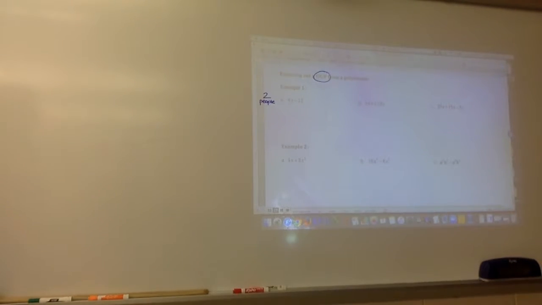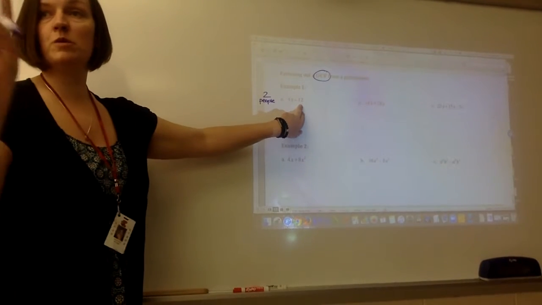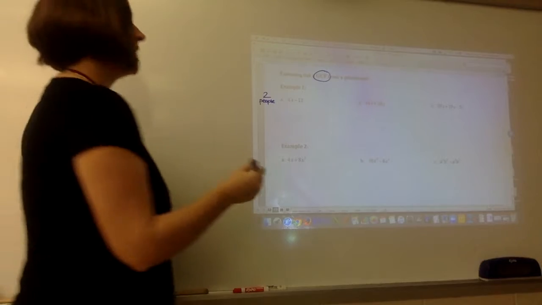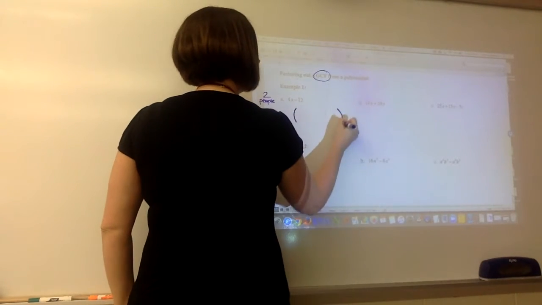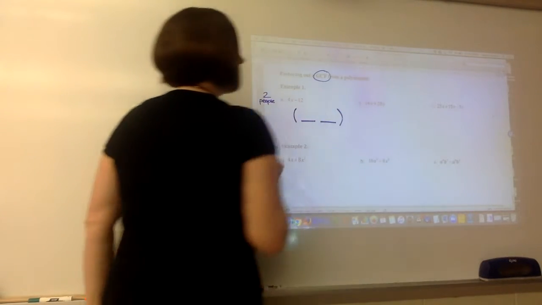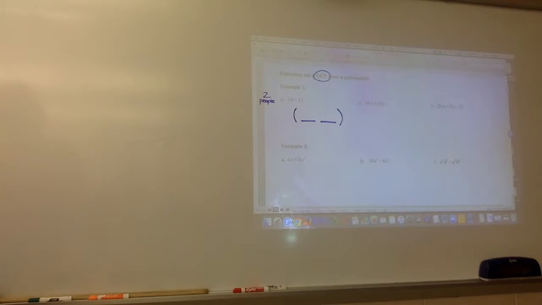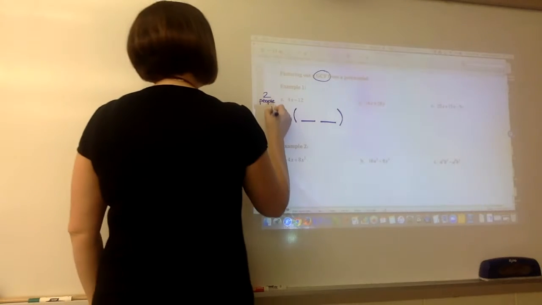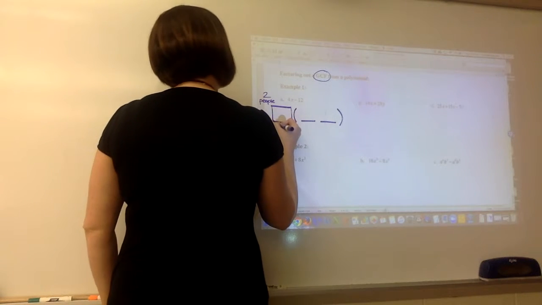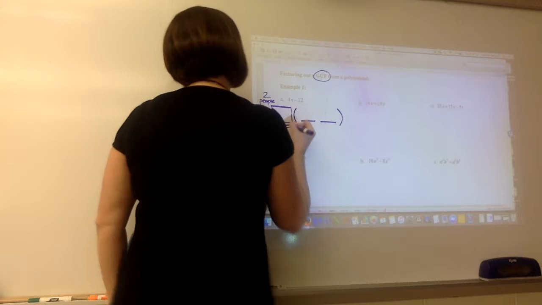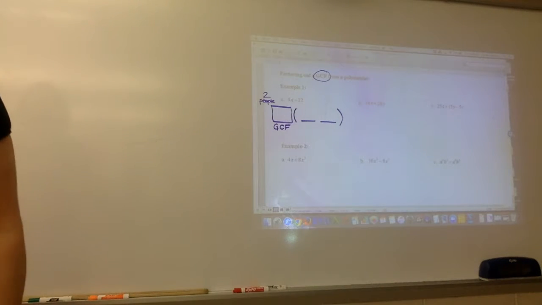All right, so in this example, 4x minus 12, there are two people. So the first thing I'm going to do is write this with two blanks. Please write that down. It looks like owl eyes. I'm then going to put a block out front, which is where I'm going to write the greatest common factor.